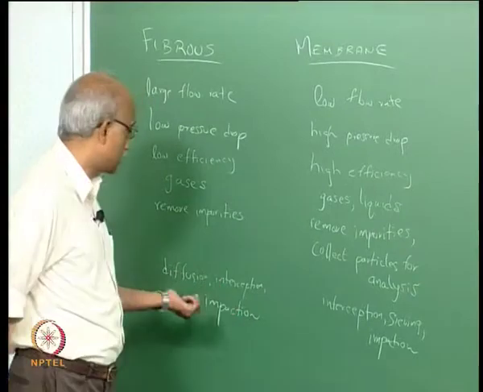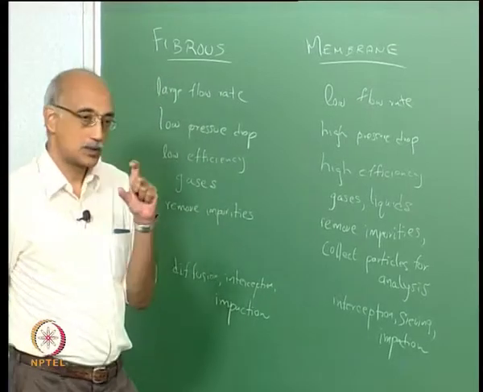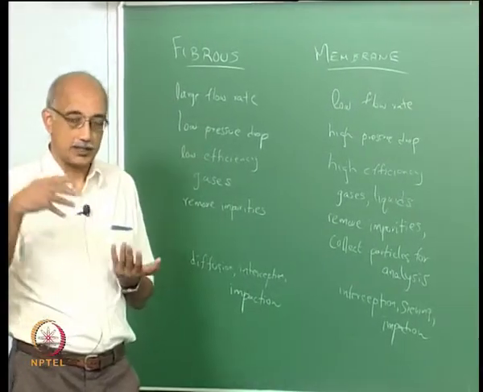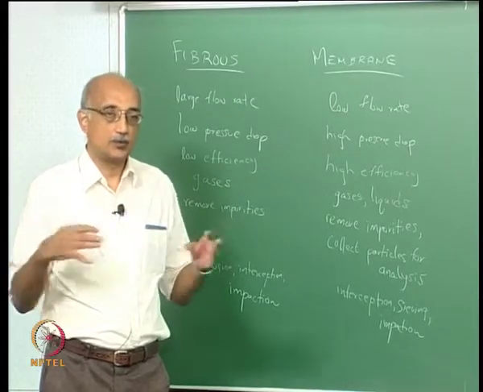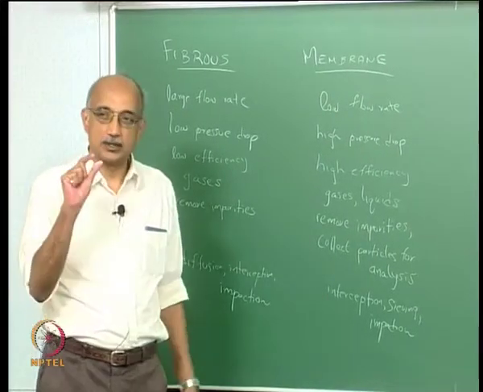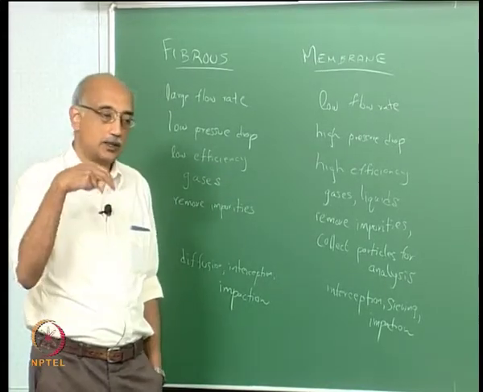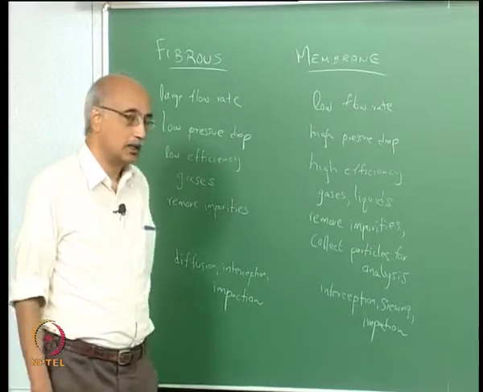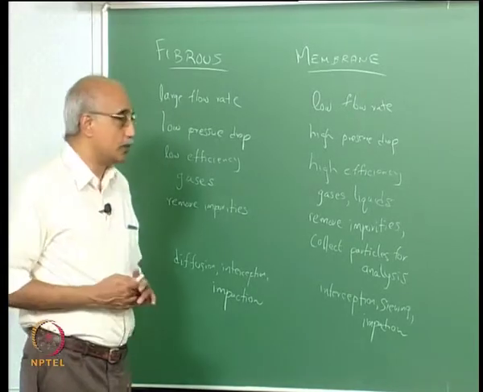The reason being that a fibrous filter by definition has depth, and so the diffusion becomes an effective mechanism because particles have a long residence time as they go through the filter medium. So they can follow a tortuous pathway, and the likelihood that they will get removed during their diffusional transport is very high, whereas membrane filters are usually very thin, and so diffusion is not a very effective mechanism for removing particles because the pathway through the membrane is just not long enough, and so you tend to rely more on interception and impaction as the primary mechanisms of removing particles.